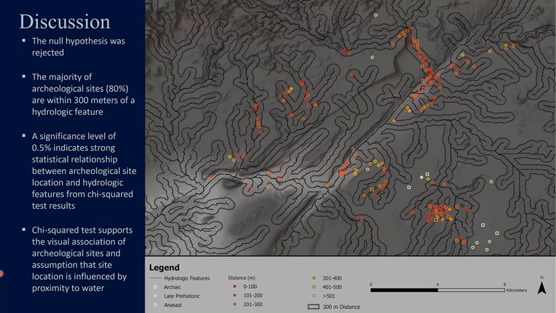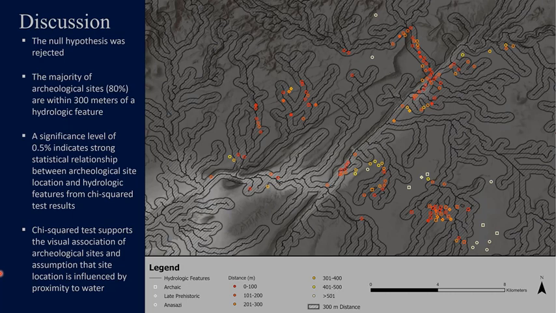So overall, the null hypothesis was able to be rejected for the archaeological site data within the Sand Hollow area. The majority of archaeological sites, about 80%, are within 300 meters of a hydrologic feature. As shown in this map, the buffered area of 300 meters is represented by the hatched area, and the majority of sites shown in red and orange are located within that buffered area.